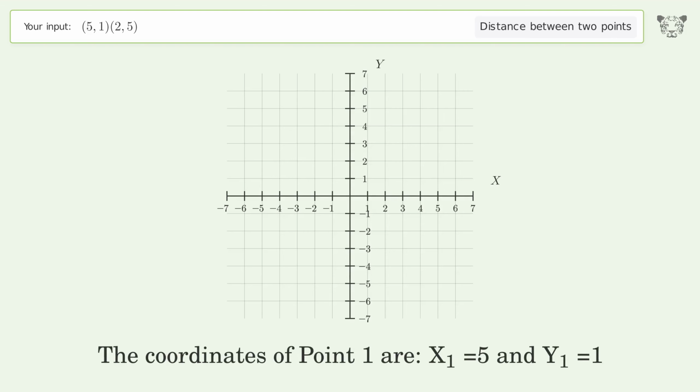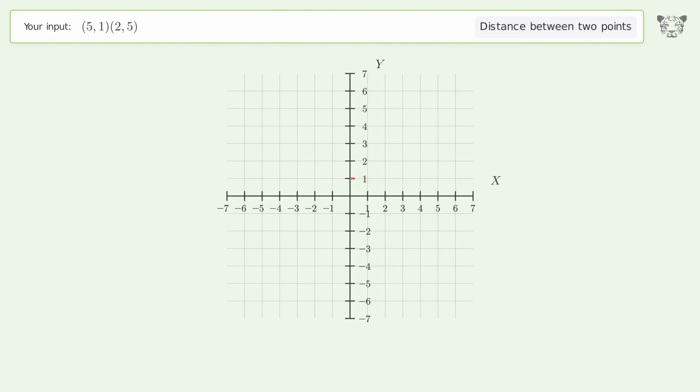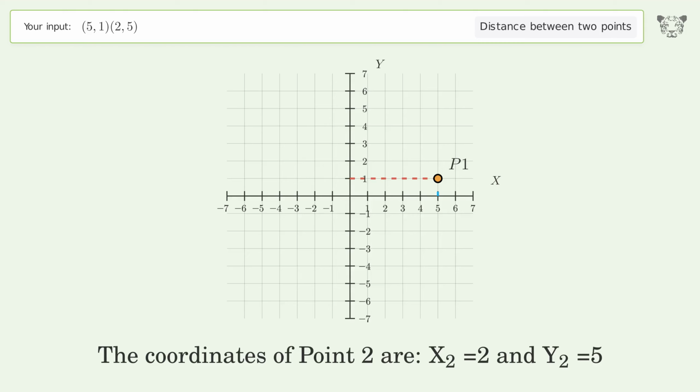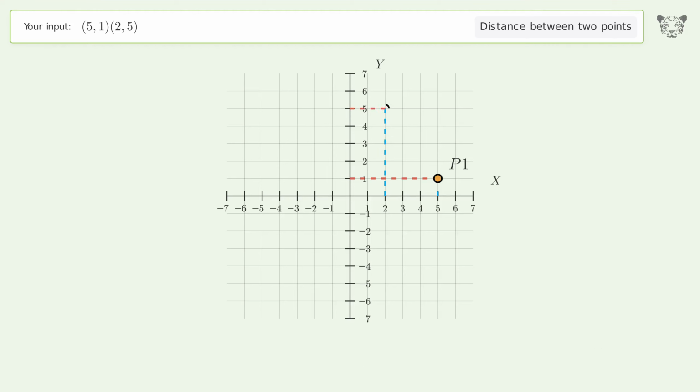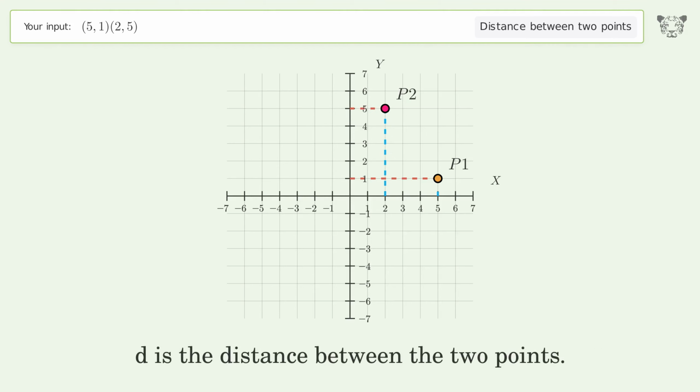The coordinates of point 1 are x1 equals 5 and y1 equals 1. The coordinates of point 2 are x2 equals 2 and y2 equals 5. D is the distance between the 2 points.